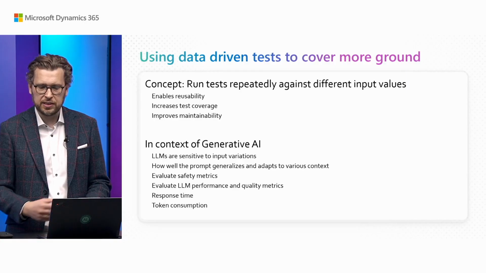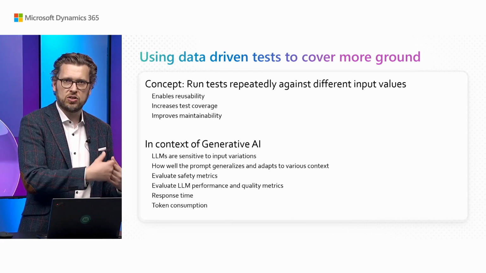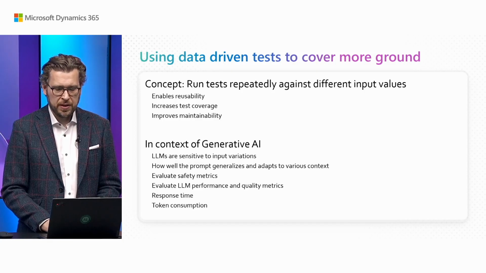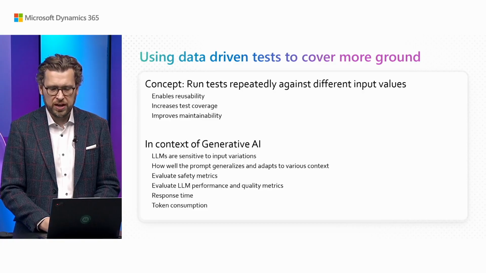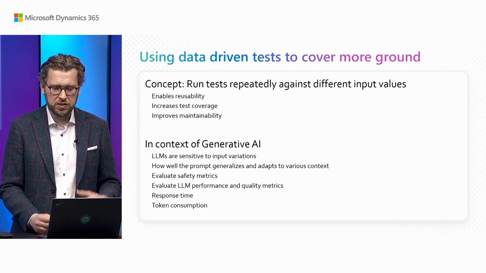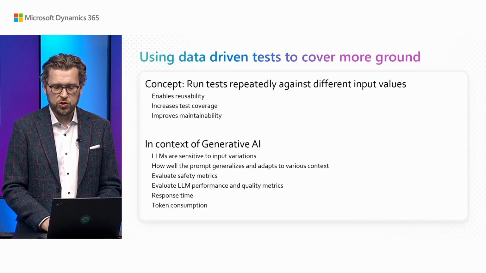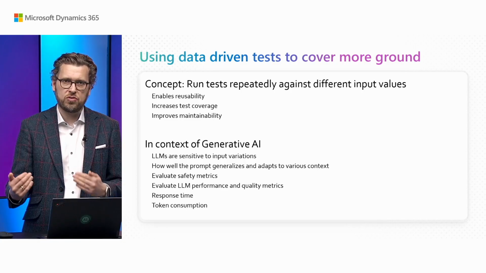And in the context of generative AI, data-driven testing actually helps even more. We know that large language models are sensitive to input variations, and we want to cover how well the prompt generalizes and adapts to various contexts. And we also want coverage and variation to evaluate various metrics of our Copilot features, whether it's for safety or quality or performance or response time or token consumption, etc. So having data-driven testing there helps a lot.